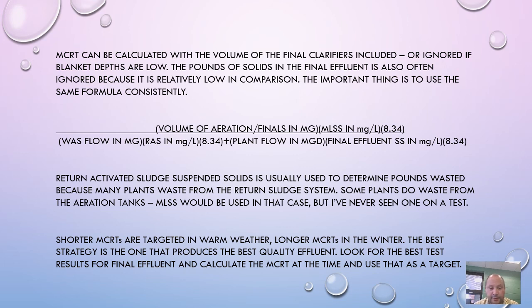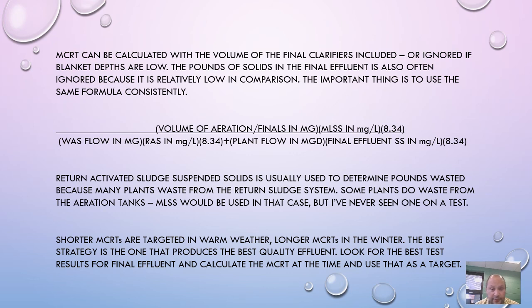Typically, when you're calculating pounds available for treatment, the formula is going to be the volume of your aeration tanks plus the volume of the final clarifiers times mixed liquor suspended solids in milligrams per liter times 8.34. That's going to give you a number in pounds that goes above the line. And then below the line, our pounds wasted is usually going to be calculated by multiplying the gallons wasted per day in million gallons. So remember, you have to convert, let's say if you had 150,000 gallons, you have to convert that to million gallons to plug into the pounds formula. So it would actually be like 0.150 million gallons.